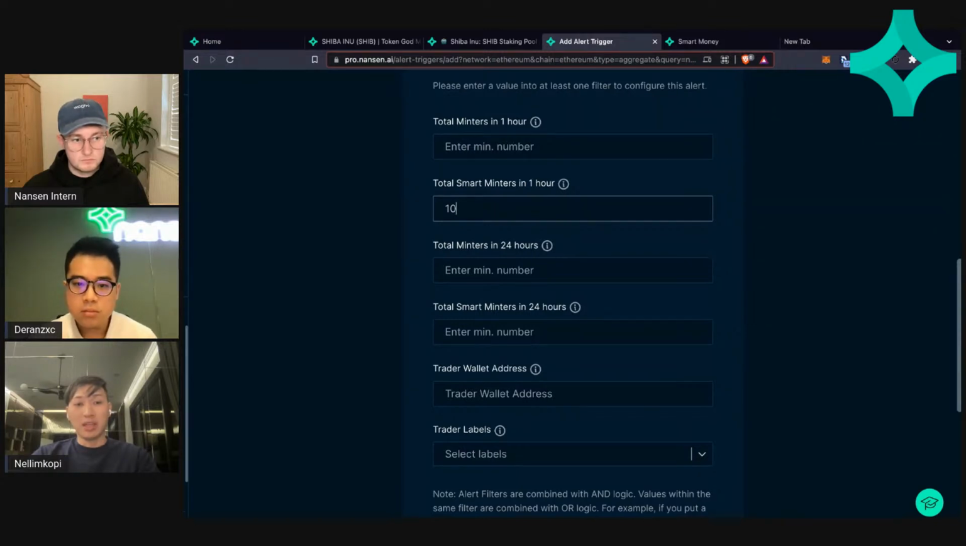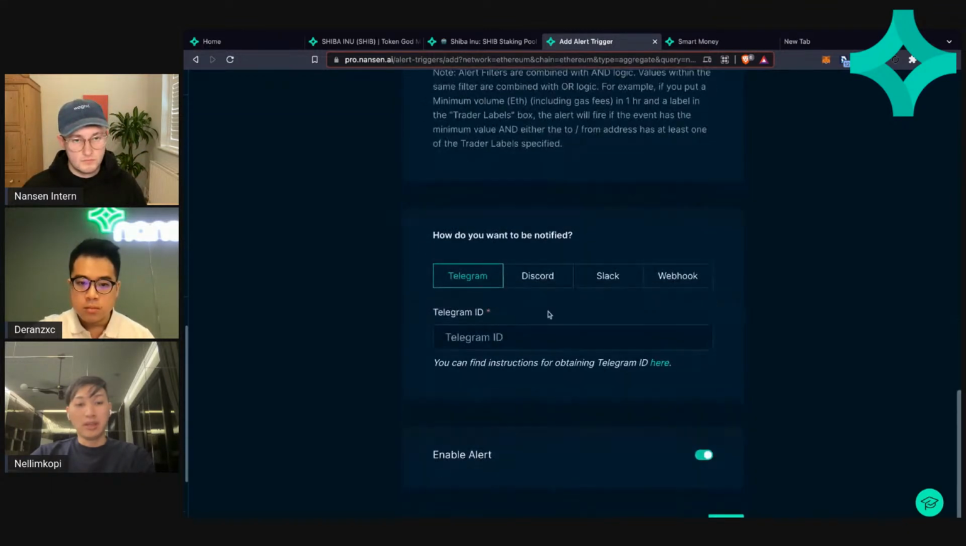You can play around with it, and it also changes according to market scenario. If we are in a super NFT bull market, then you probably want to set this a lot higher, because a lot of smart money are probably risk on. So you can set this at say 20 or 25, and so on. But in the current market condition, you can probably set it at say 7 or 10. And once this criteria is fulfilled, you then receive a notification.